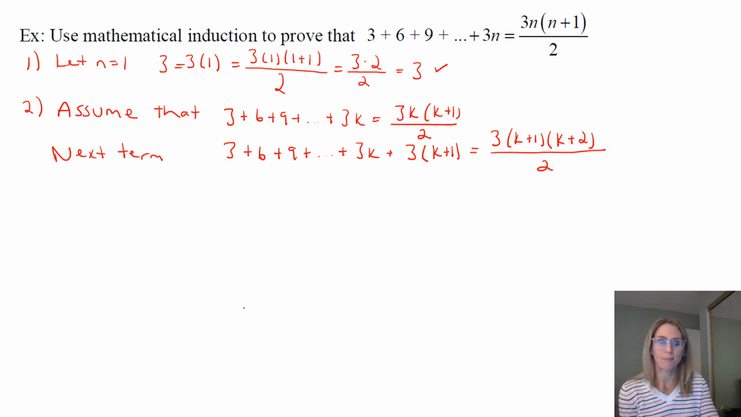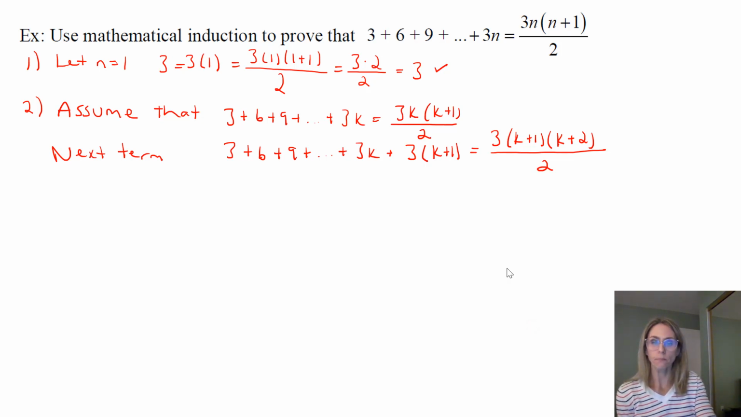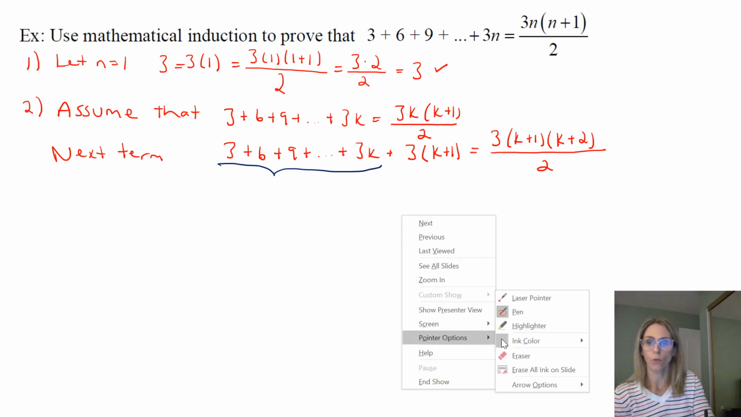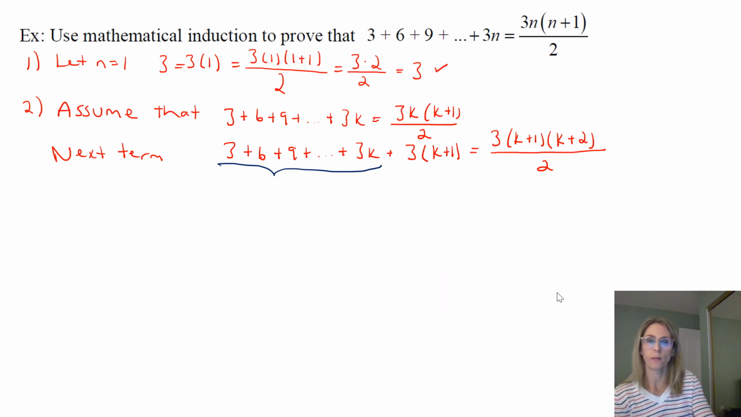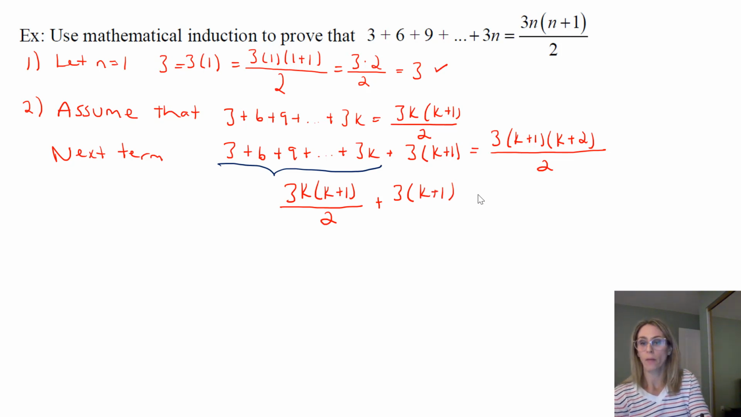And again, it always comes back to this idea that because we made the assumption that it was true for k, we already know what this is equal to. And that is the key. So with the fact that that is equal to what you see there, we have 3k times k plus 1 over 2. So I'm using this fact from my first line there that says assume, that that should be true, and then I am going to add to that one more term. And then of course, we need to show that that's equal to this other side.